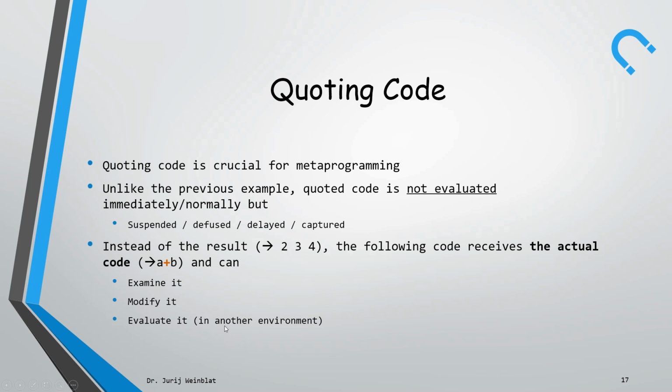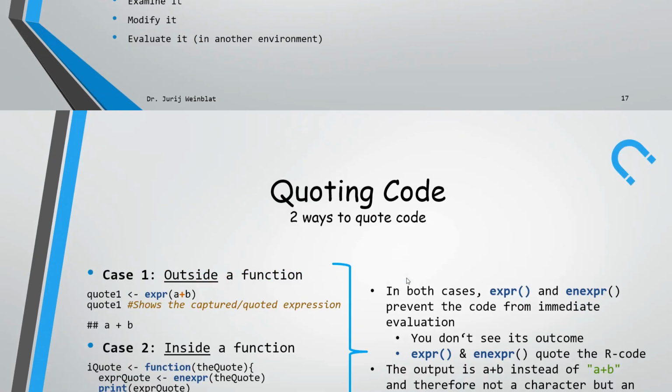The evaluation can either happen in the environment of a function, for instance, or in any other environment. It's really up to you, but we will talk about it in more detail in the evaluation chapter. But what you have to keep in mind is that now you don't provide the result, you don't evaluate, but you provide the source code itself.